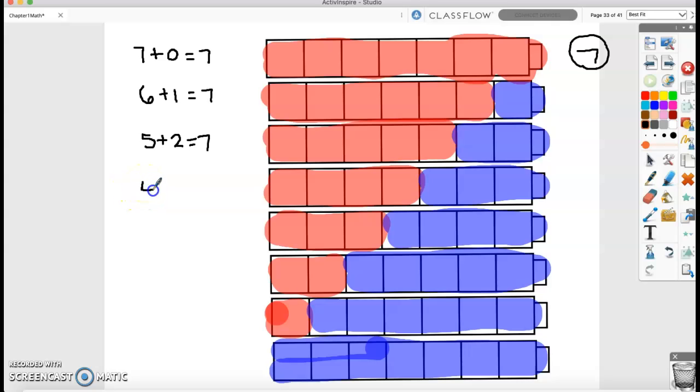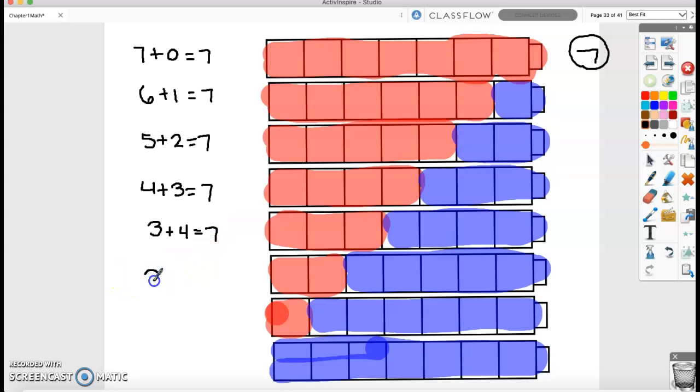So let's look at this one. It is 4 plus 3 blue equals 7. When I go down here, I see I have 3 red plus 4 blue equals 7.